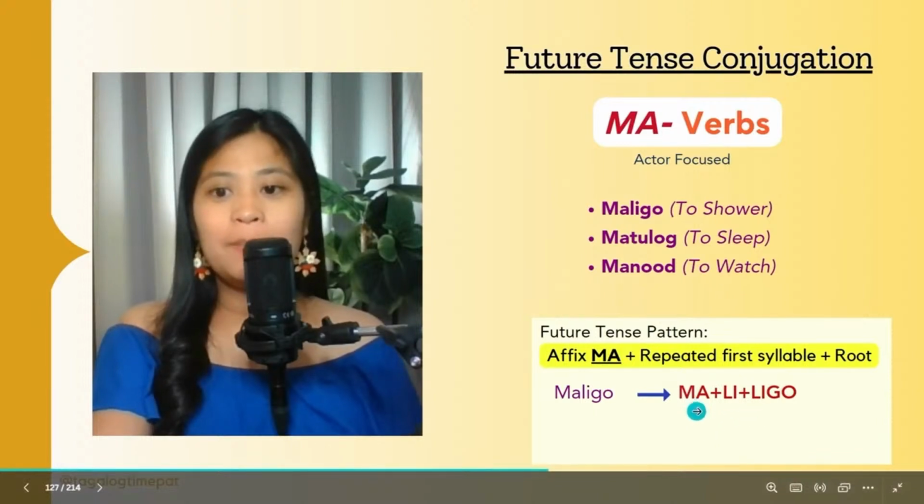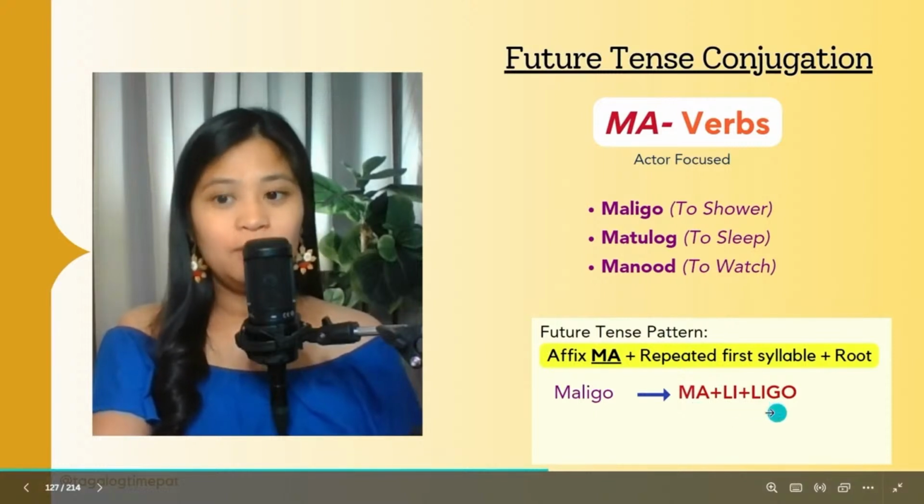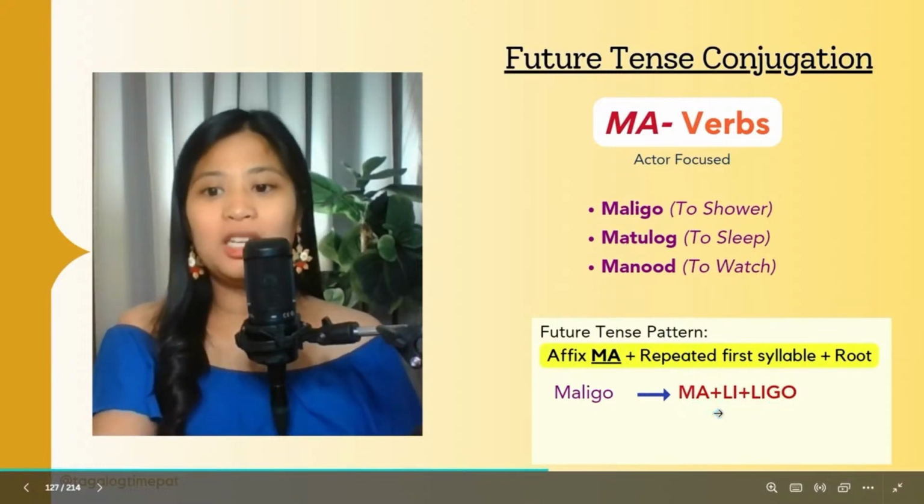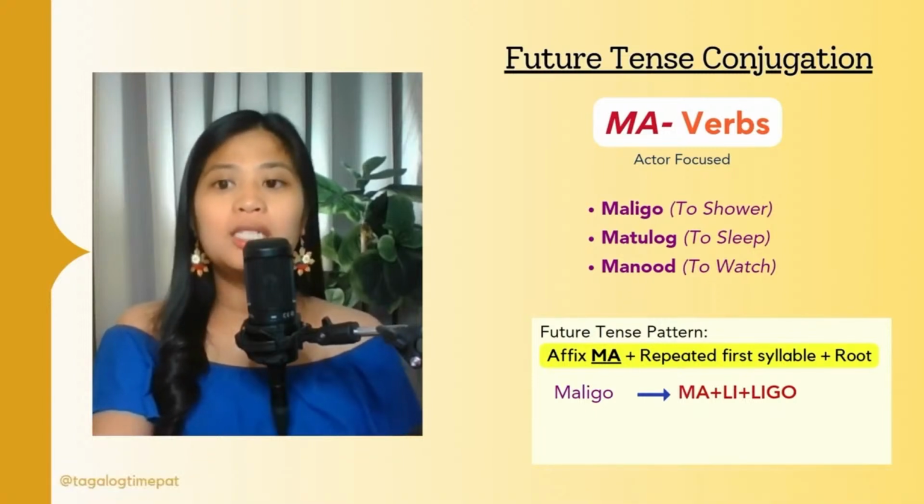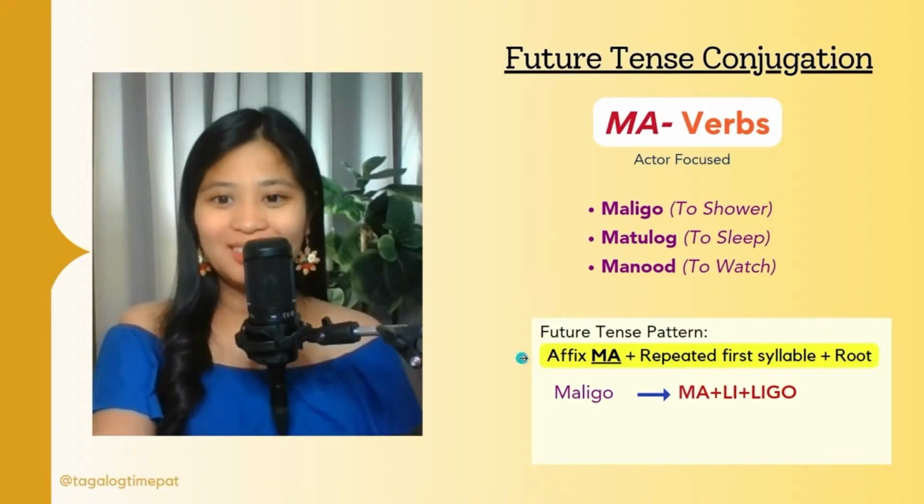The affix is ma, then there's a repeated first syllable, and then it's the root. Maliligo ako, I will take a shower. You jot it down. What do you think matulog, to sleep, and manood, to watch, will be in the future tense? And remember to just use this new pattern.